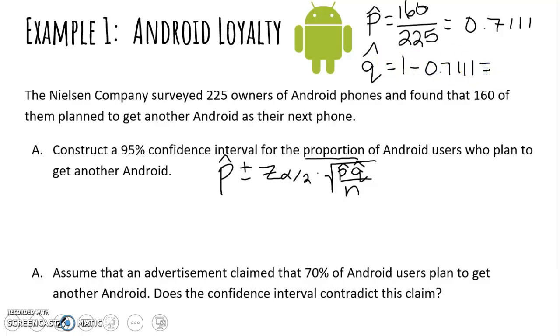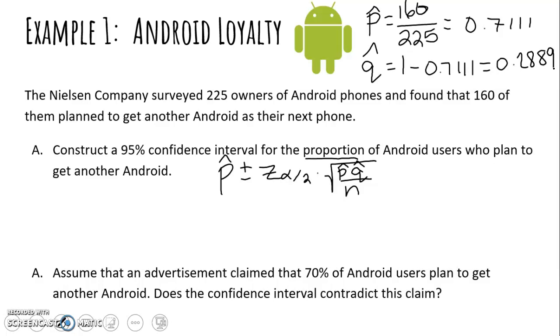Q hat is 1 minus this. You can also do 1 minus 160 over 225. If you like keeping it as a fraction, when you subtract it, you get 65 over 225, which is 0.2889. If you subtract 1 minus 0.7111, you get 0.2889 as well. Let's see, what else do we need? Oh, we need the z.